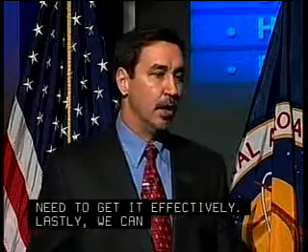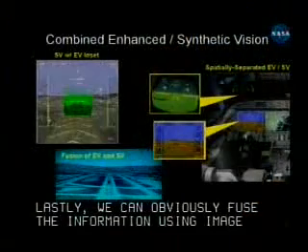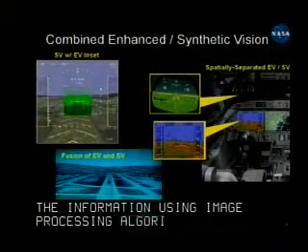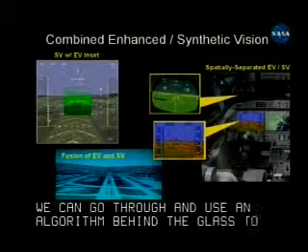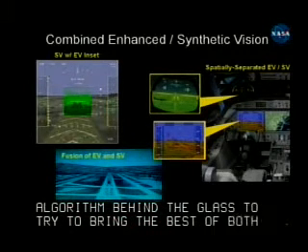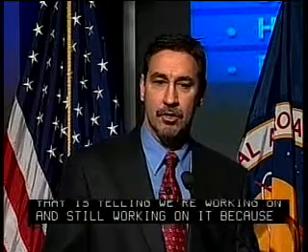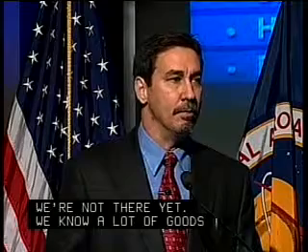And then lastly, we can obviously fuse the information using image processing algorithms. We can go through and we can use an algorithm behind the glass again to try to bring that best of both worlds. That is technology that we are working on. We still are working on it because we're not there yet. We know a lot of the goods in terms of how to do it, but we don't know all the answers because it's not a trivial problem at all.